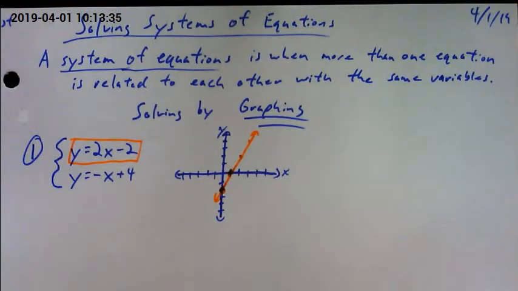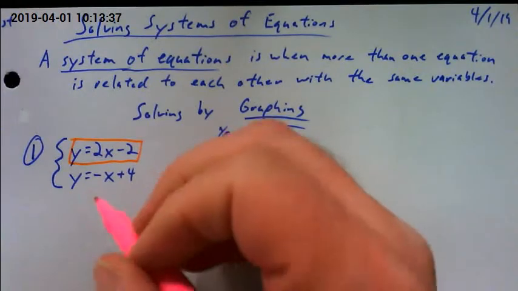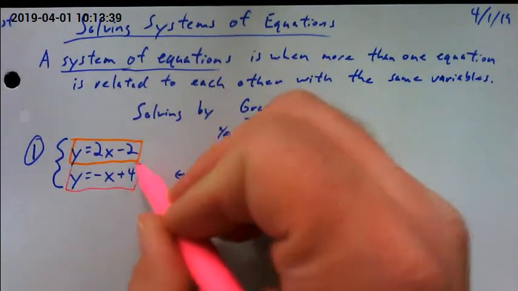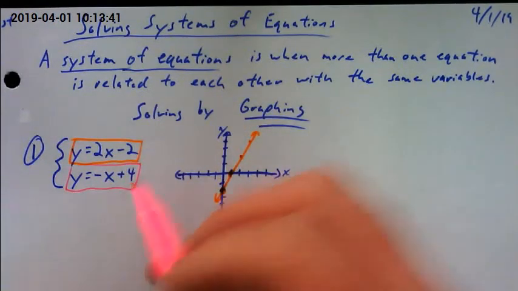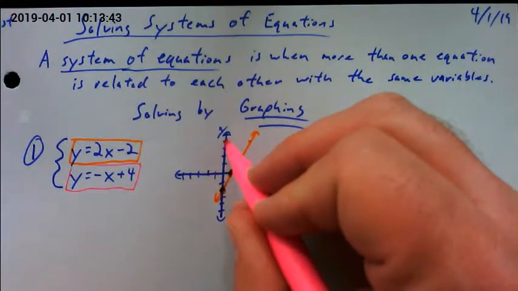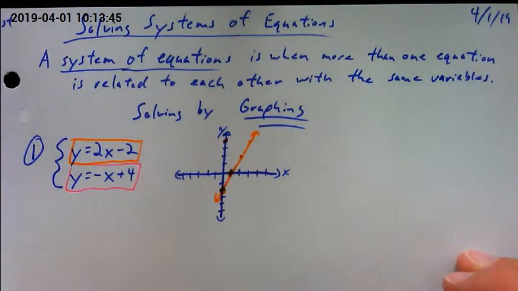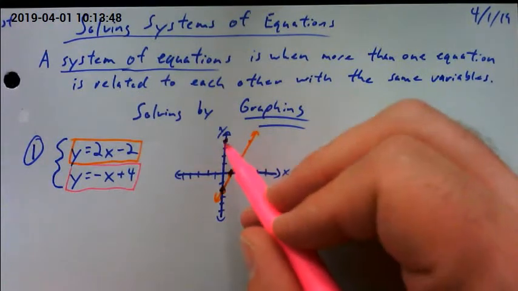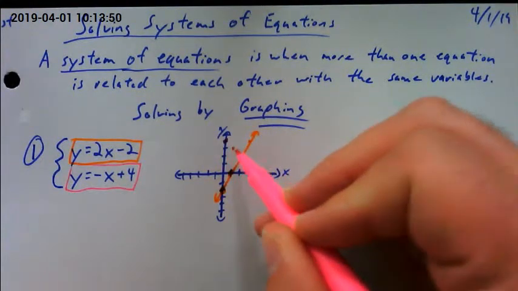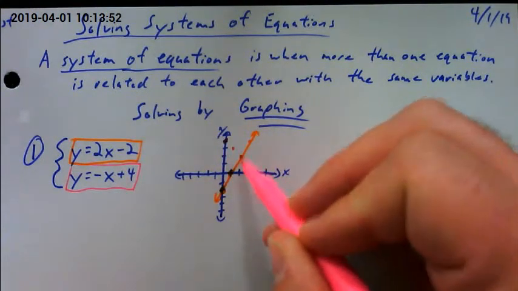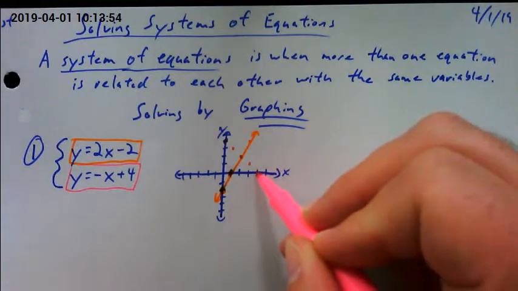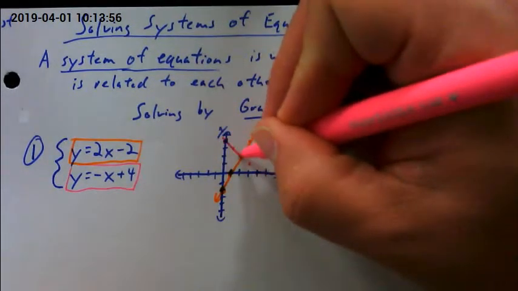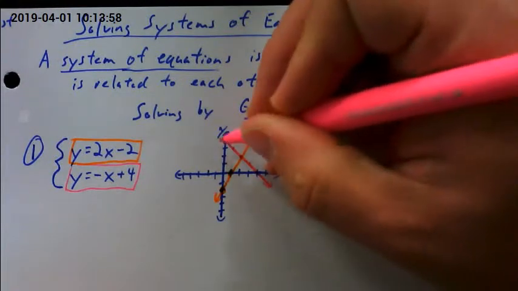Then for the other one, same thing, except this one has a starting point at positive 4. So 1, 2, 3, 4. And we have a slope of negative 1. So that means we're going down 1 and over 1. Down 1 over 1. Down 1 over 1. Down 1 over 1. And again, that will give us a straight line.